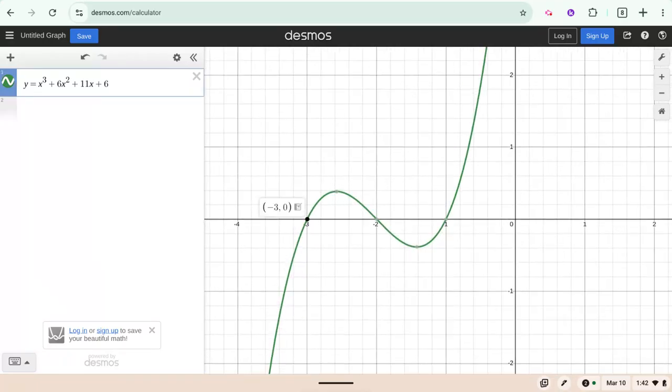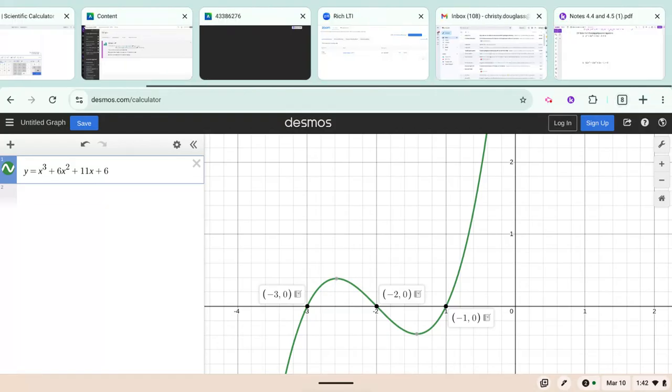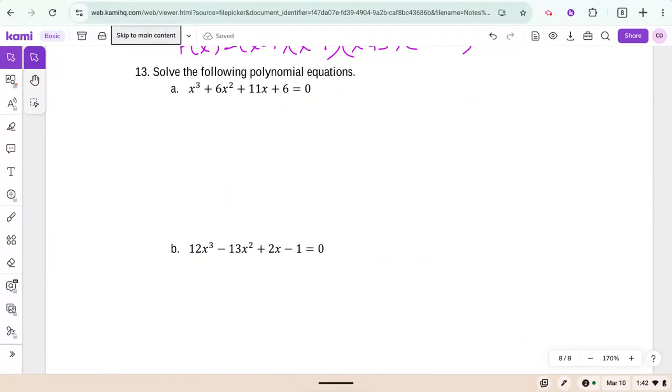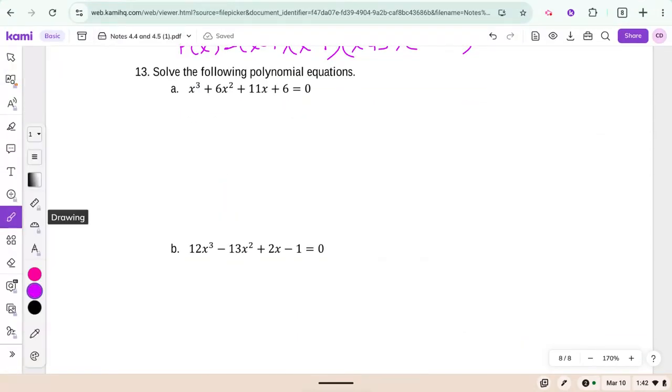Negative 3, negative 2, negative 1. Boom. I expected 3 answers. There they are. So I can get this definitely from the graph. Let me go back here. So my solutions are negative 3, negative 2, whoops, negative 1.